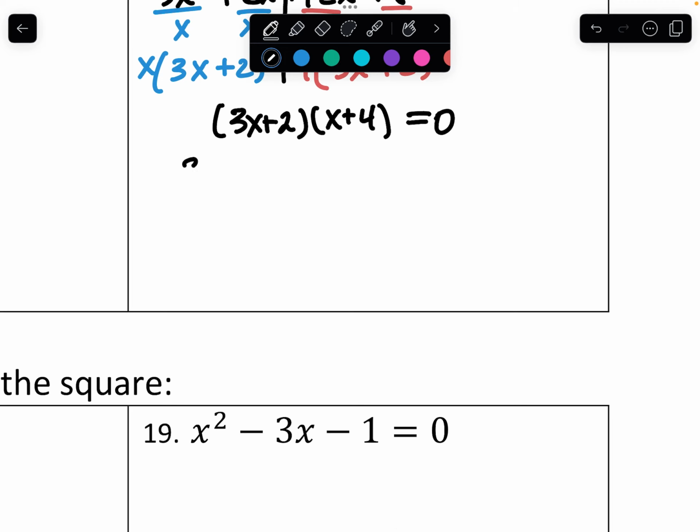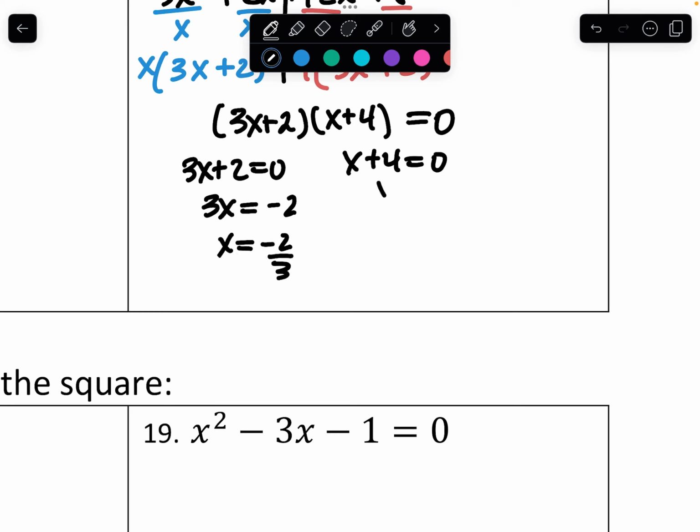equals 0. So 3x plus 2 equals 0, and x plus 4 equals 0. 3x equals negative 2, so x equals negative 2/3, or x equals negative 4.